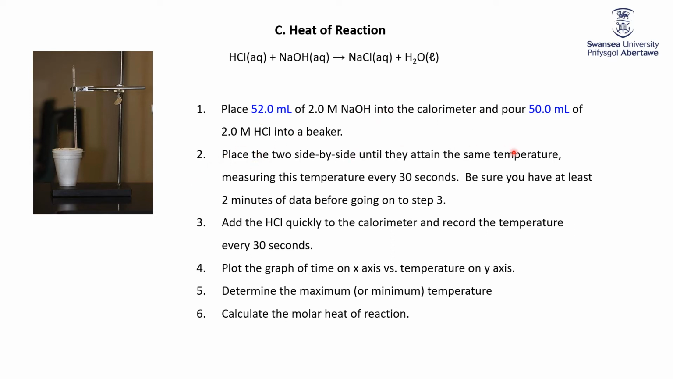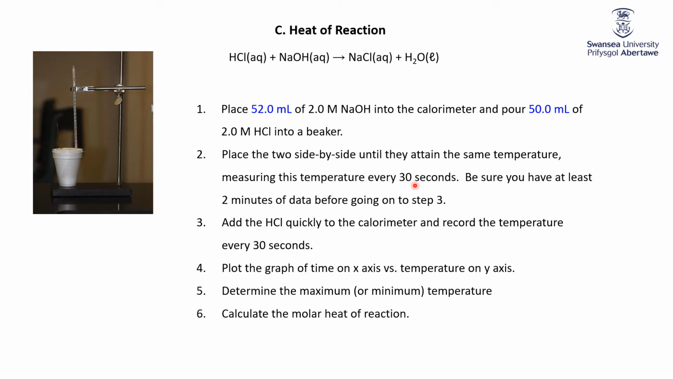Placing these two side by side till they get to the same temperature, pretty much that's almost redundant, because they will have been in their bottles in the same lab and so on, but make sure you do that for at least 2 minutes of data to make sure you get that temperature consistent. The HCl was in a beaker, the sodium hydroxide was in the calorimeter, so we add the HCl quickly in there, stir it, and then do the same thing. Plot the graph of time along temperature to get the maximum temperature and calculate the molar heat of reaction.